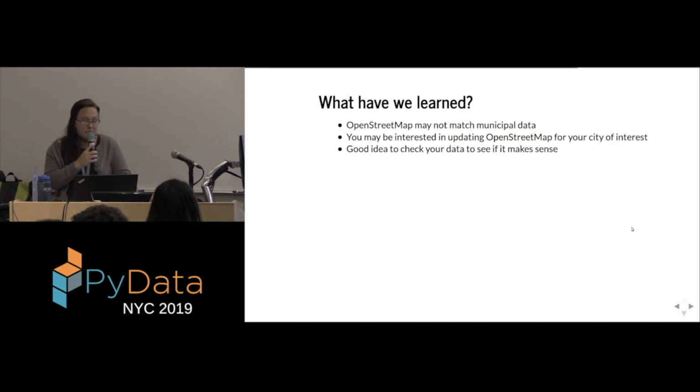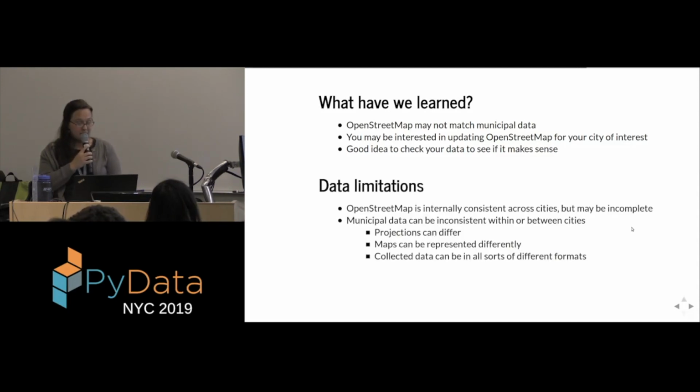So what have we learned? First of all, OpenStreetMap might not match municipal data. It might be way off, like the stop signs, it might be a little off. You might be interested in updating OpenStreetMap for your city of interest. This is definitely something you can go and do. If you find stop signs important to you, you can go ahead and add them. You might be able to find a stop sign data set for your city and add it automatically, or maybe you have to be more sophisticated and figure out where everything is. I wouldn't recommend that. And it's also a good idea to check your data to see if it makes sense.